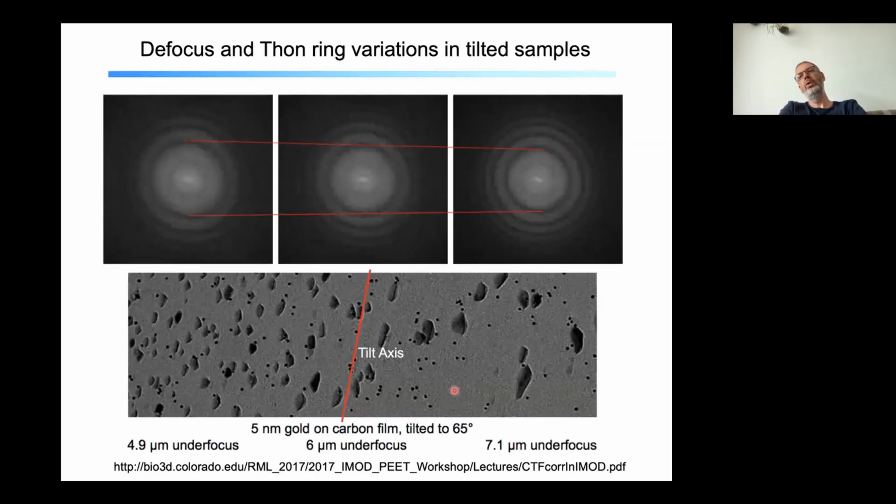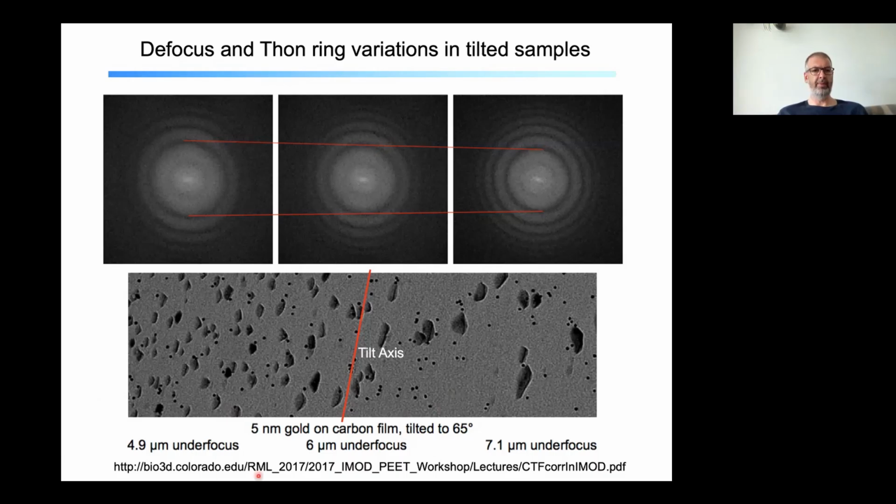So then if we move on to defocus when we're looking at tilt series tomographic data, that gets more complicated, because what you're essentially doing when you tilt your specimen is you're changing the height of your specimen relative to your objective lens, which essentially means that you change the focal point of that particular region.